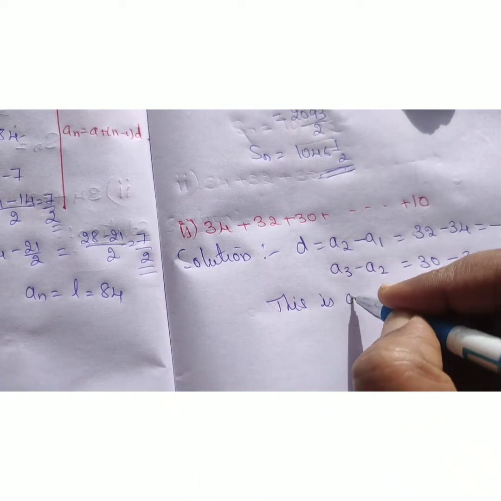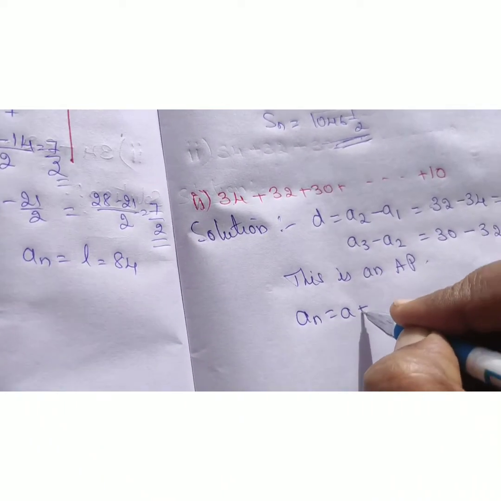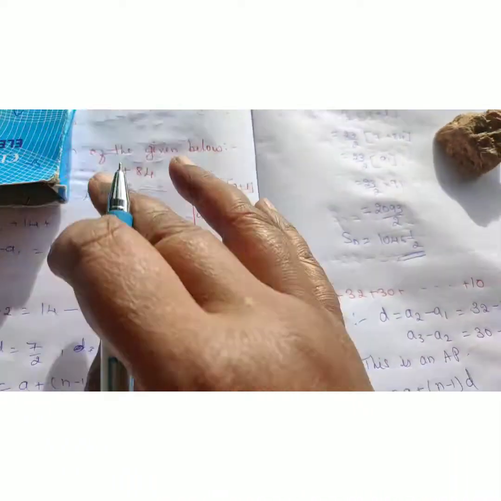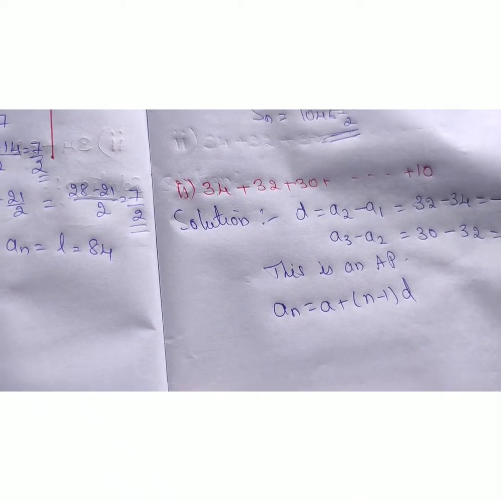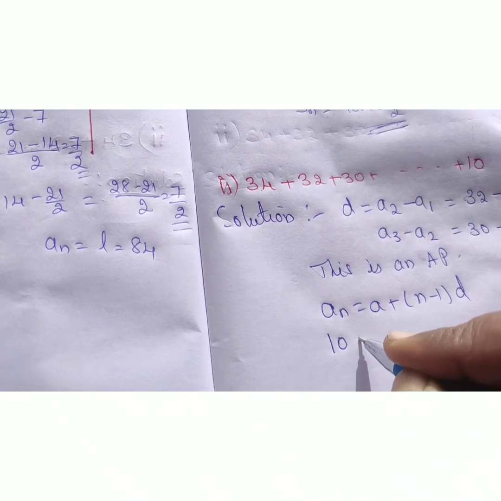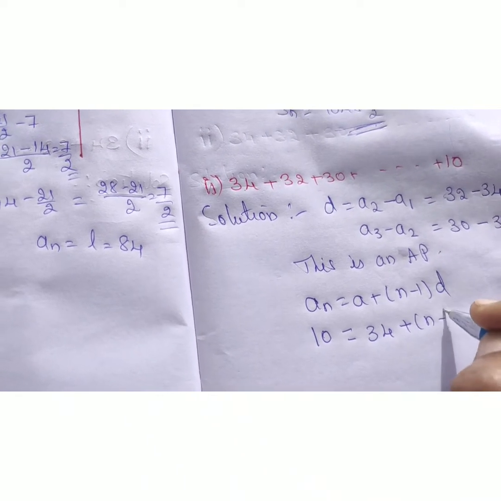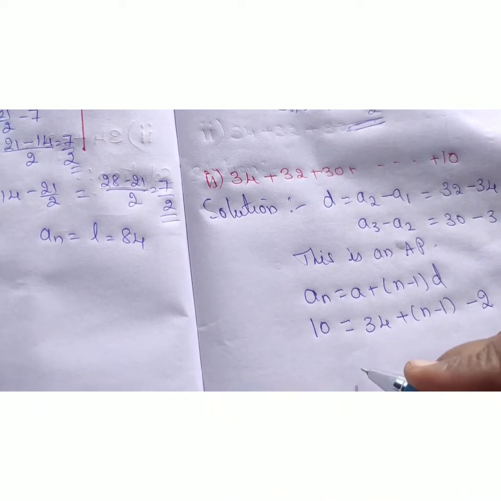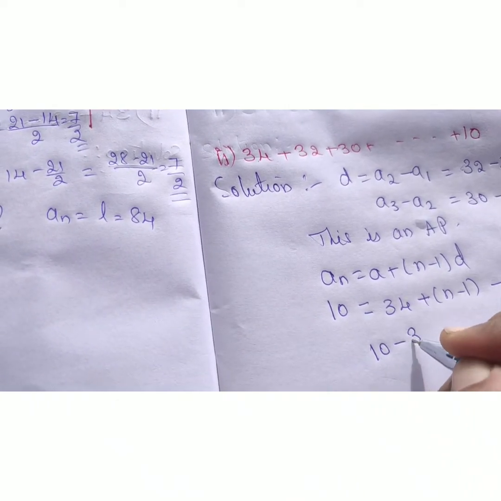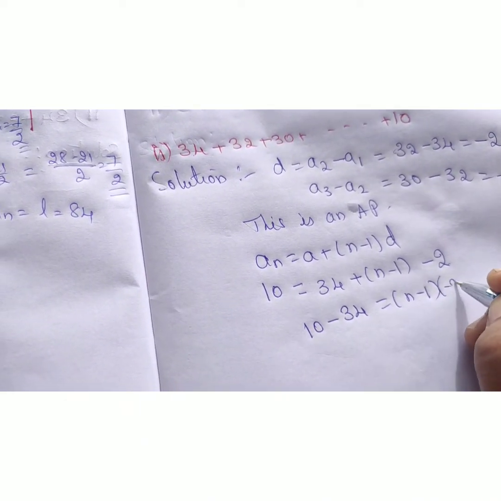This is an AP. So let us apply an is equal to a plus n minus 1 into d. We will apply this and we can find n. So what is an? an is the last term, that is 10. 10 is equal to a is 34 plus n minus 1 into d is minus 2. So this is what you have now. 10 minus 34 equal to n minus 1 into minus 2.